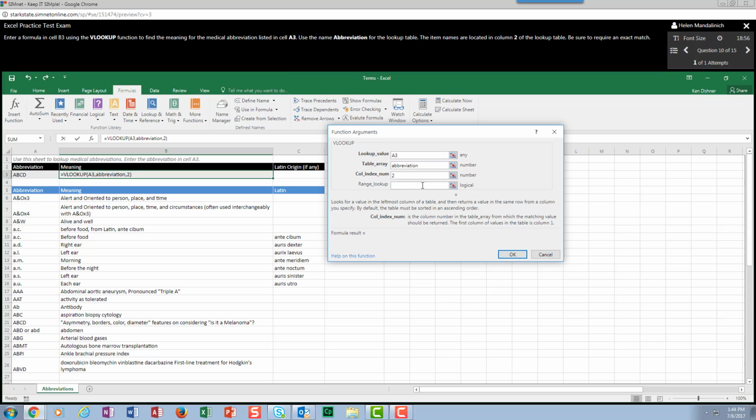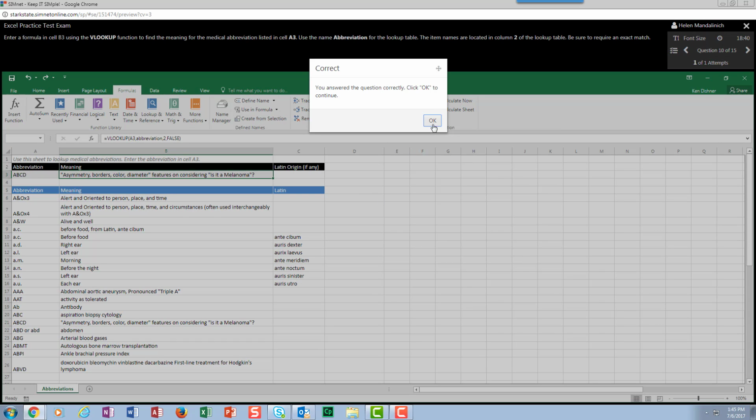And then the last piece is this range lookup. And so to find an exact match, you type in false because you're not doing a range lookup. That's false. You're not doing that. You're doing an exact. So I'm going to click on OK, and there it is.